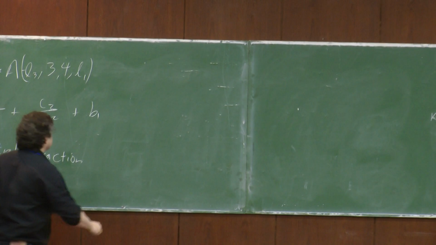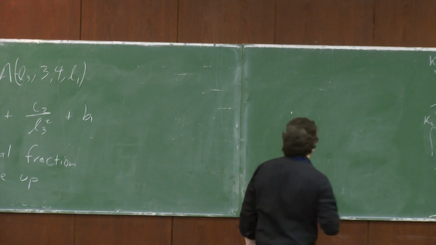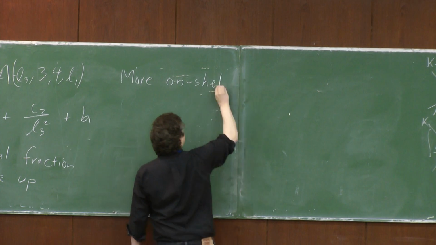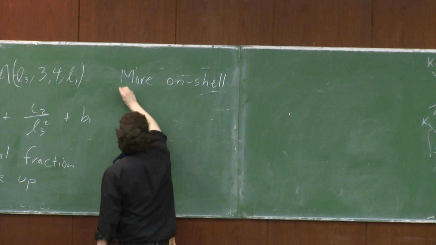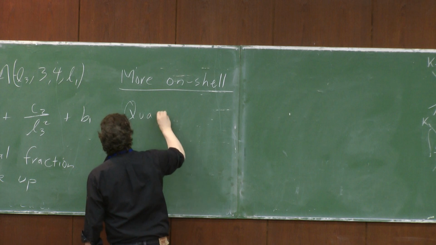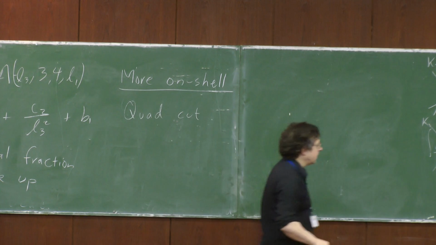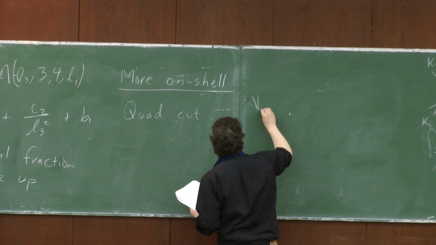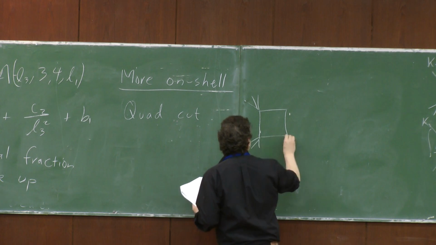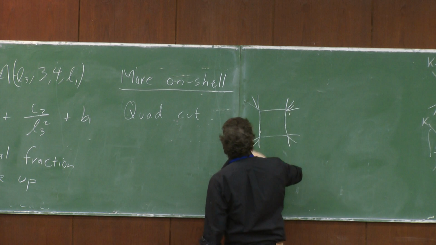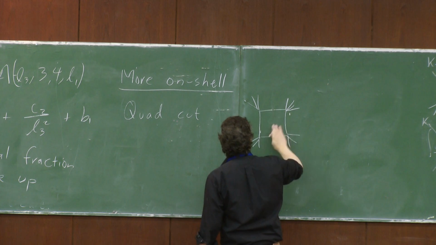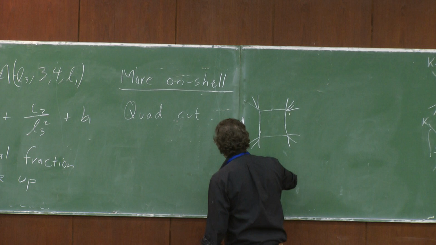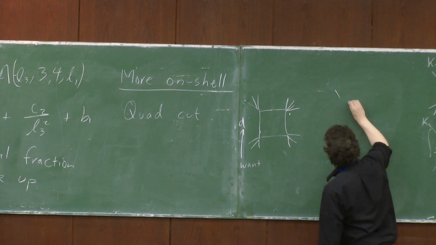So what we should be looking at is more things on shell. More on shell, if we really want to solve this problem properly. And this would be the quadruple cut, the quad cut. By the quad cut, I just mean that if we're interested in some integral like this, and we're interested in this coefficient, there's some coefficient here, d, we want this, what we should be looking at is the following cuts.